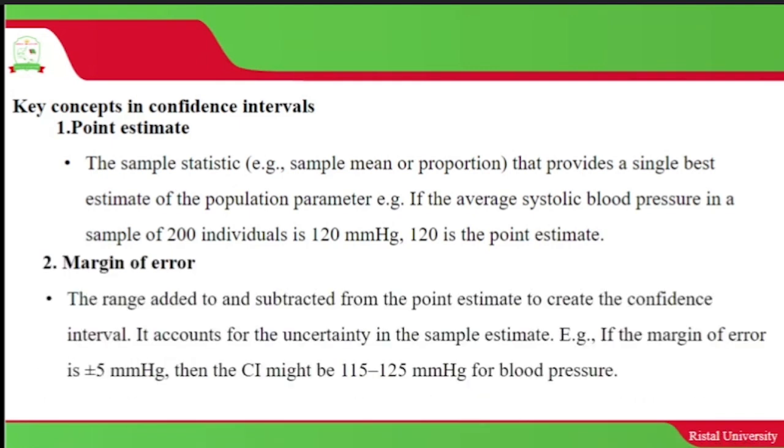We also have the margin of error, which is the range added to and subtracted from the point estimate to create the confidence interval. It accounts for the uncertainty in the sample estimate. For example, if the margin of error is plus or minus 5, then our confidence interval might be 115 to 125 for blood pressure in our previous point estimate. Usually the point estimate is reported with its corresponding confidence interval.